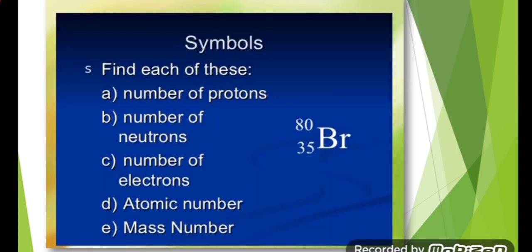Now, children, here I am giving you an exercise. In this, the bromine atom is given and you have to find the answers for each one of the questions here, and write your answers in the comment section, children.